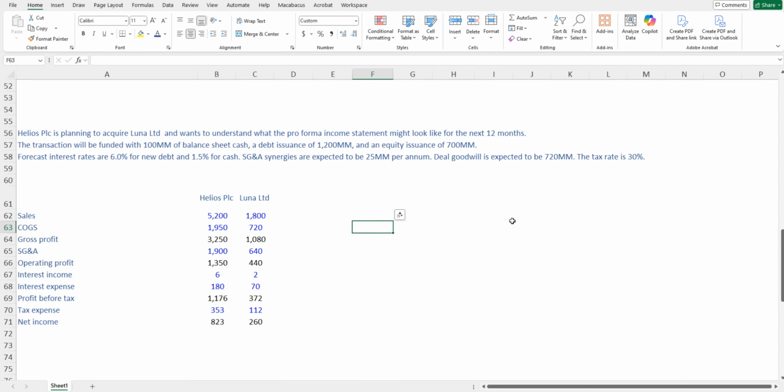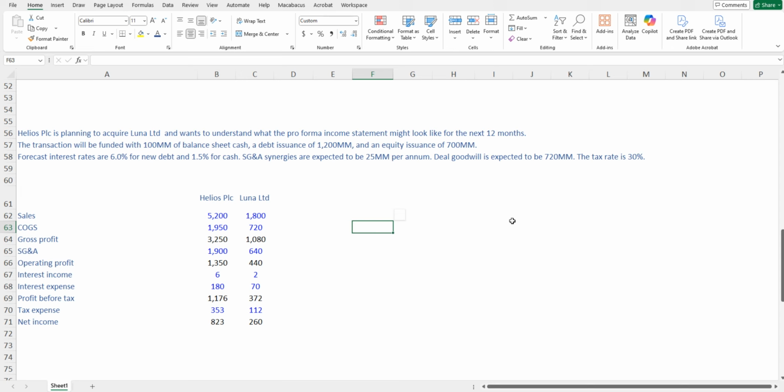We know the transaction will be funded with 100 million of balance sheet cash, a debt issuance of 1,200 million, and an equity issuance of 700 million. Forecast interest rates are 6% for new debt and 1.5% for cash. The company will also have SG&A synergies, expected to be 25 million per annum. The deal goodwill is expected to be 720 million. The tax rate is 30%.